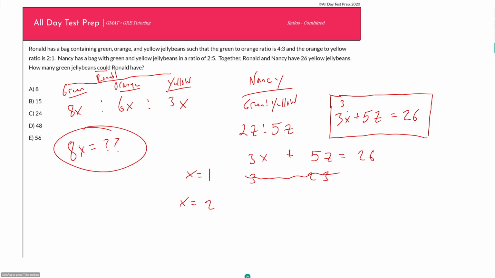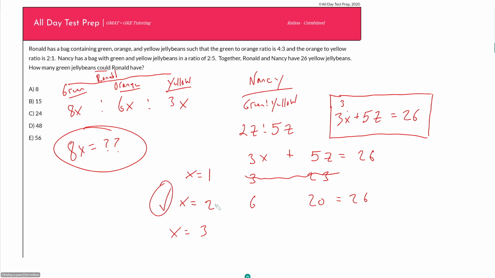So what about x equal to 2? 3x is equal to 6, means this here has to be equal to 20, which means that works when z is equal to 4. That is true. So this is possible. x could be equal to 2. If x were equal to 2, remember we're looking for 8x. 8x would be equal to 16. That is not an answer choice. So I'm thinking either we did something wrong or we've got to keep going. This could have been an answer choice, but it isn't.